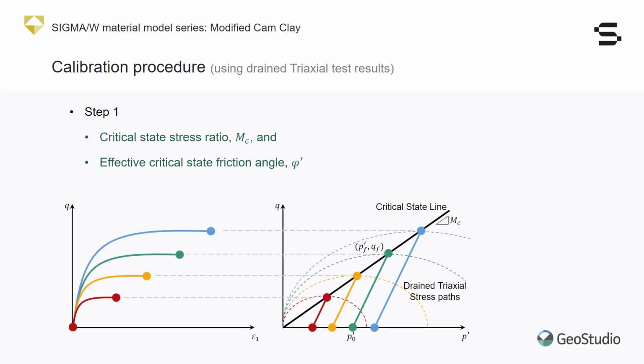According to critical state soil mechanics, stress paths of samples with different initial confining stresses eventually tend to the critical state line at their failure point. Therefore, the critical state line is a straight line that passes through the failure points. The critical state stress ratio, MC, is the slope of this line. This constant can be calculated using the method of least squares. Since the failure criterion in the modified Cam-clay model is the same as the Mohr-Coulomb model, the effective critical state friction angle, phi prime, is not independent of the critical state stress ratio, MC, and can be expressed directly in terms of it.